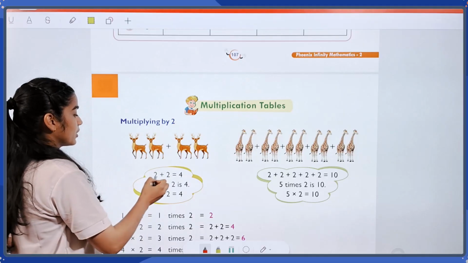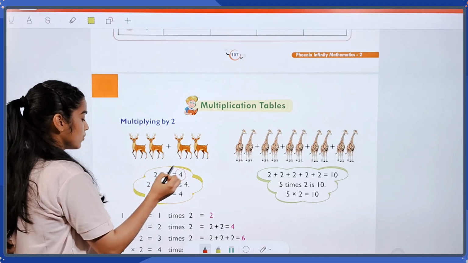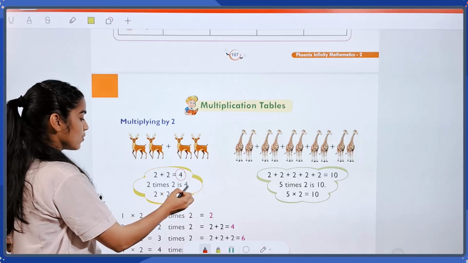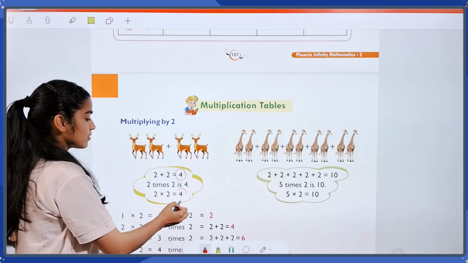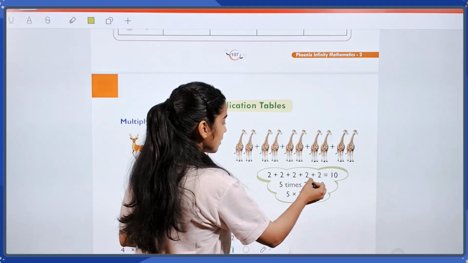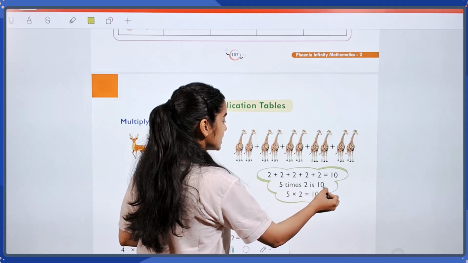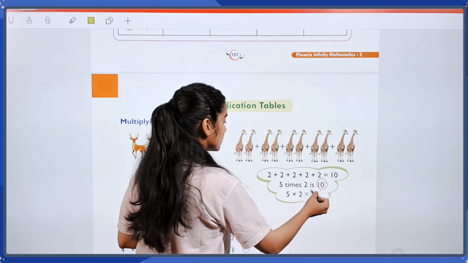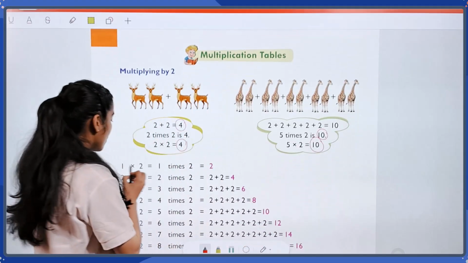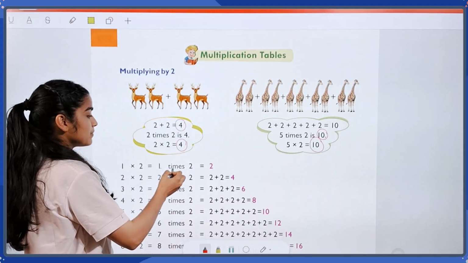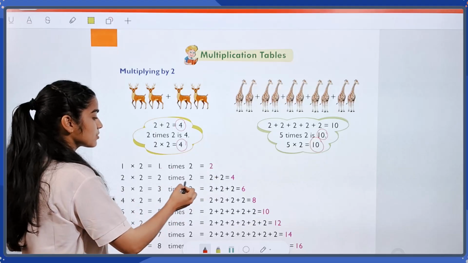Multiplying by 2. 2 plus 2 is equal to 4. So what do you say? 2 times 2 is 4. 2 multiplied by 2 is 4. 5 times 2 is 10. 5 multiplied by 2 is 10. So 1 multiplied by 2, 1 times 2 is 2. 2 times 2 is 4.